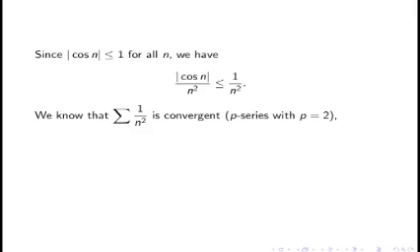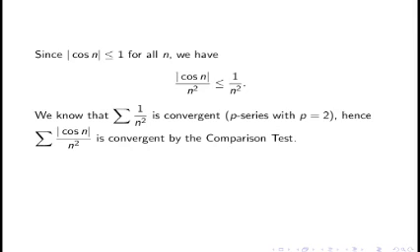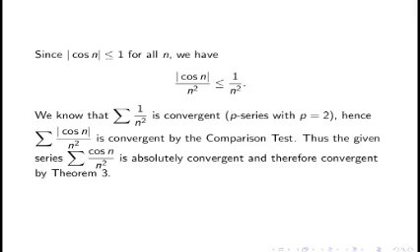At this point, we spot that on the right-hand side, if we take the sum, we've got a convergent p-series. And so the sum of the absolute value of cosine n divided by n squared is convergent by the comparison test. Hence, the series, the sum of cosine n divided by n squared, is absolutely convergent and therefore convergent by theorem 3.